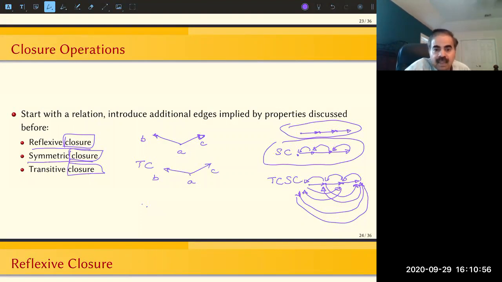Right? Now, if you apply symmetric closure, and then symmetric closure on top of transitive closure, then you are going to get, right? What do you think you will get if I apply symmetric closure first and then transitive closure next?